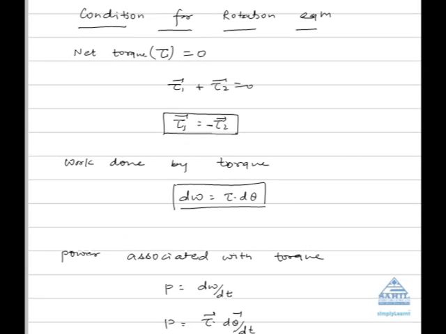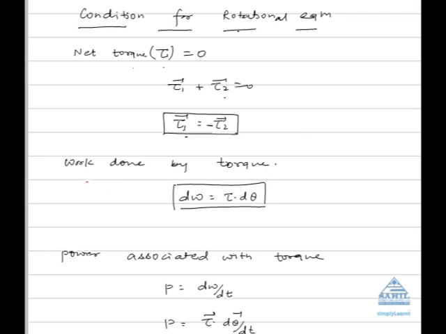Condition for rotational equilibrium. Net torque tau is equal to 0. If no net torque is applied on a system, then the body is said to be in rotational equilibrium. For example, if you apply two torques on a body, tau1 and tau2, and under the effect of these two torques the body is in equilibrium, it means the sum of the two torques is equal to 0. That is, both torques have the same magnitude and act in opposite directions.